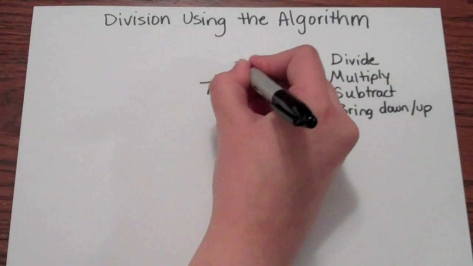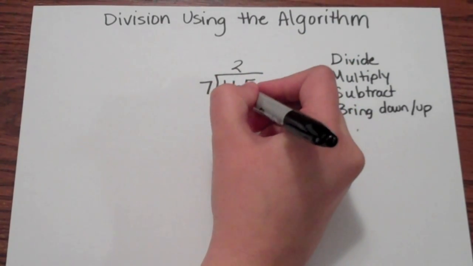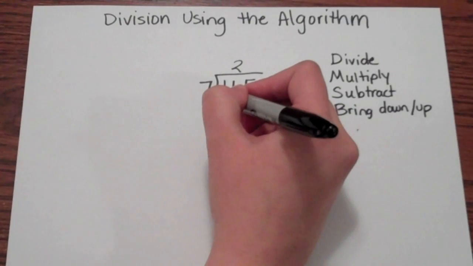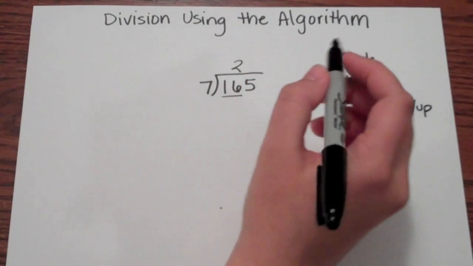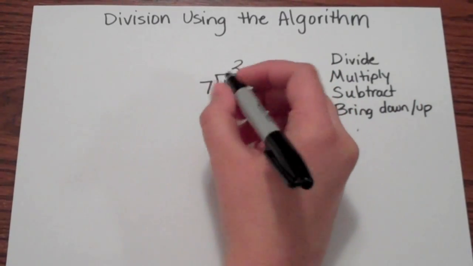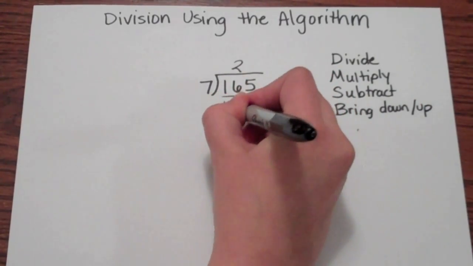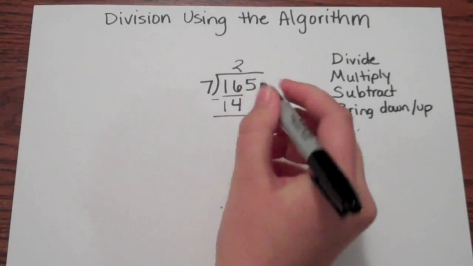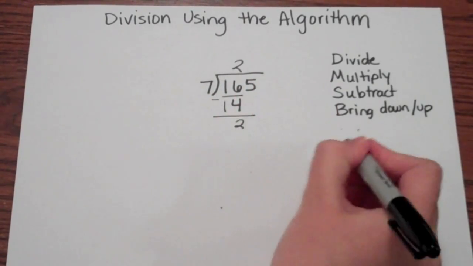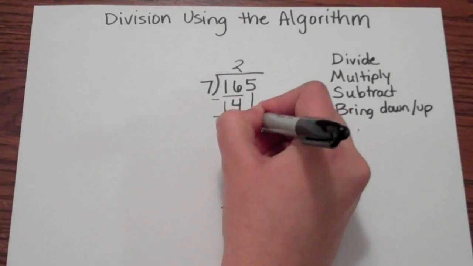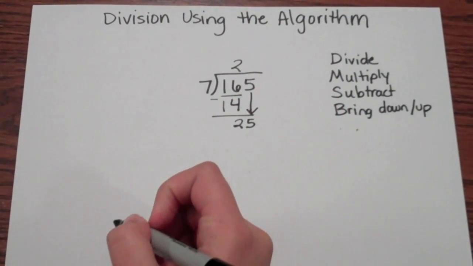Notice where I write my 2. I'm writing it above the tens place, not the hundreds place, because remember, 7 could not be taken out of 1. My second step is to multiply. 2 times 7 is 14. Next I subtract. 16 minus 14 is 2. Last, I bring down, and I'm left with 25.